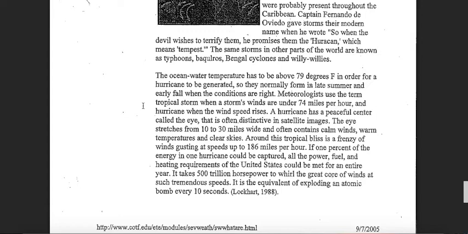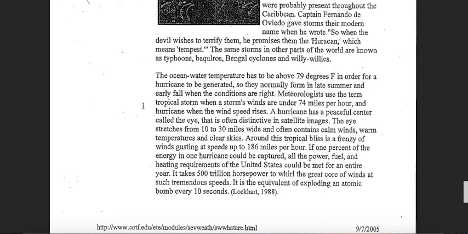Meteorologists use the term tropical storm when a storm's winds are under 74 miles per hour, and hurricane when the wind speed rises. A hurricane has a peaceful center called the eye that is often distinctive in satellite images. The eye stretches from 10 to 30 miles wide and often contains calm winds, warm temperatures, and clear skies. Around this tropical bliss is a frenzy of winds gusting at speeds up to 186 miles per hour.